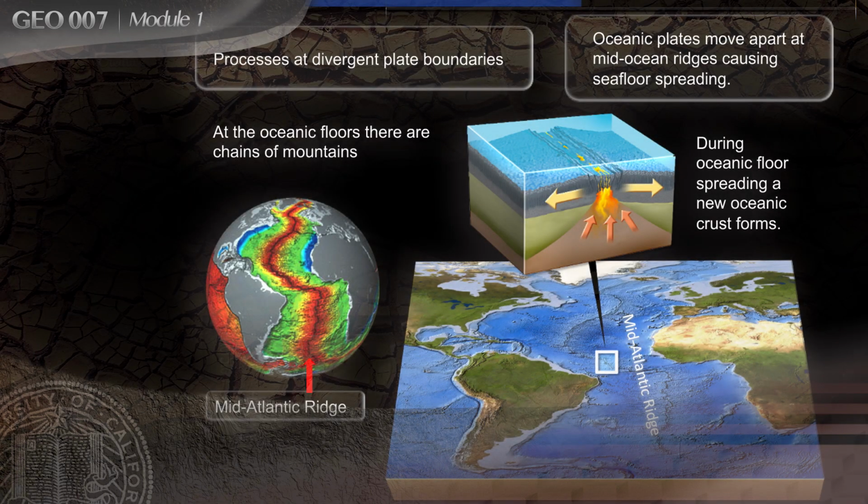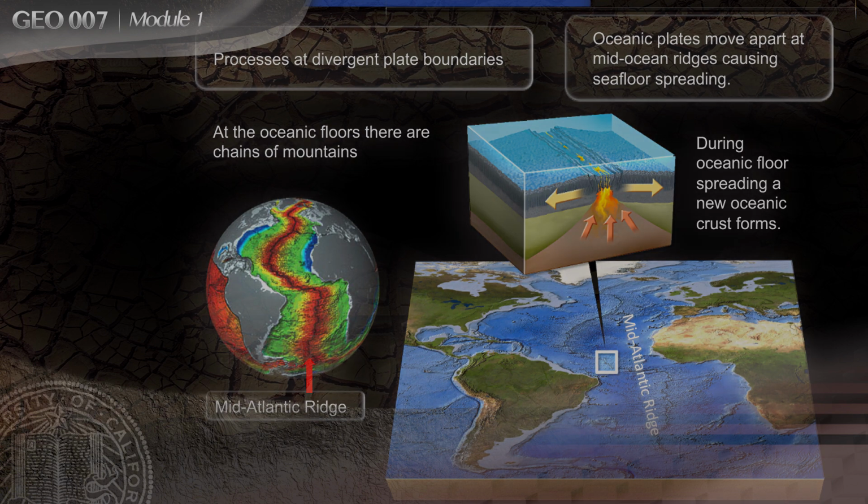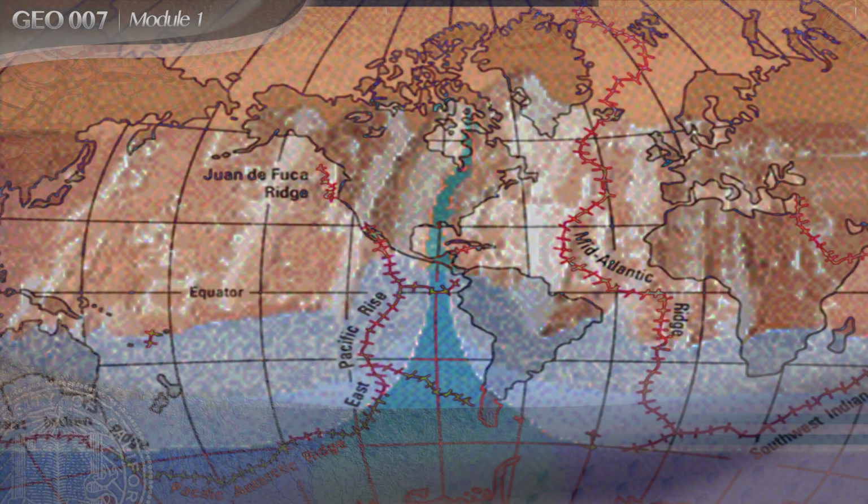Processes at divergent plate boundaries. At the oceanic floors are chains of mountains. Oceanic plates move apart at mid-ocean ridges, causing seafloor spreading. During oceanic floor spreading, a new oceanic crust forms. This animation shows how new portions of oceanic crust are created during seafloor spreading. Seafloor spreading over millions of years continues to push the continents apart.